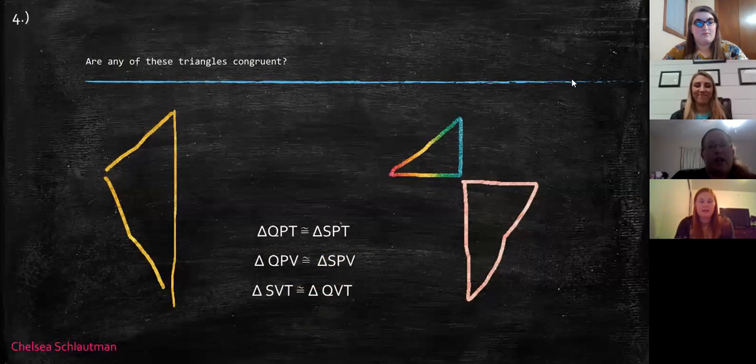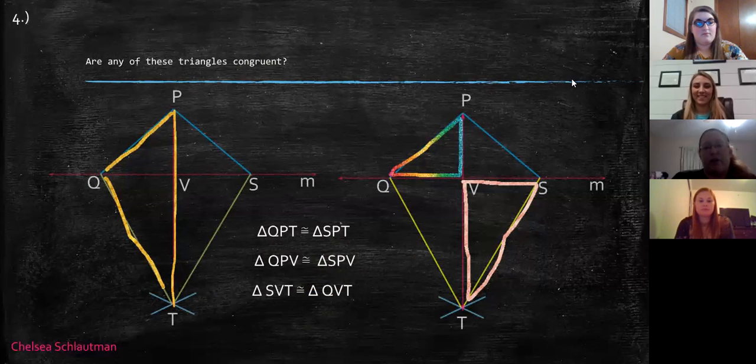And Chelsea, are any of these triangles congruent? All right, so first we're going to start off with the figure on the left. And first we need to understand what congruent means. It basically just means if you were to flip it over, it's going to be the exact same as the figure on the other side.